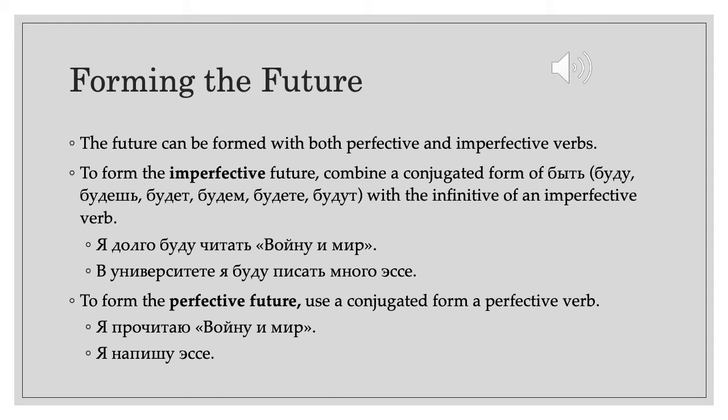However, to form the perfective future, we just use a conjugated form of a perfective verb. So, for instance, Я прочитаю «Войну и мир». I will read War and Peace, and I will finish it. Я напишу эссе. I will write this essay, and I will finish it. So, again, recap. Imperfective future is the appropriate form of буду, будешь, будет, будем, будете, будут, plus the infinitive of an imperfective verb. The perfective future is just a conjugated form of a perfective verb.